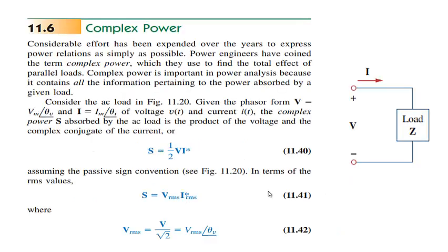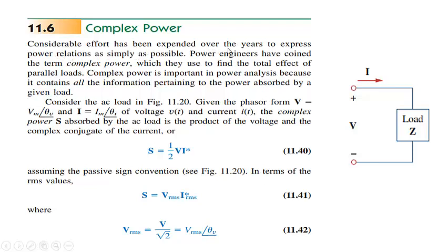Now coming to one more thing, that is the complex power. Actually, we have come across the instantaneous power, then average power, then apparent power. Now the complex power. Why do we get the complex power? Because it actually contains all the information, whether it's apparent power, real power, power factor, or reactive power. It has actually 4 parameters inside it.